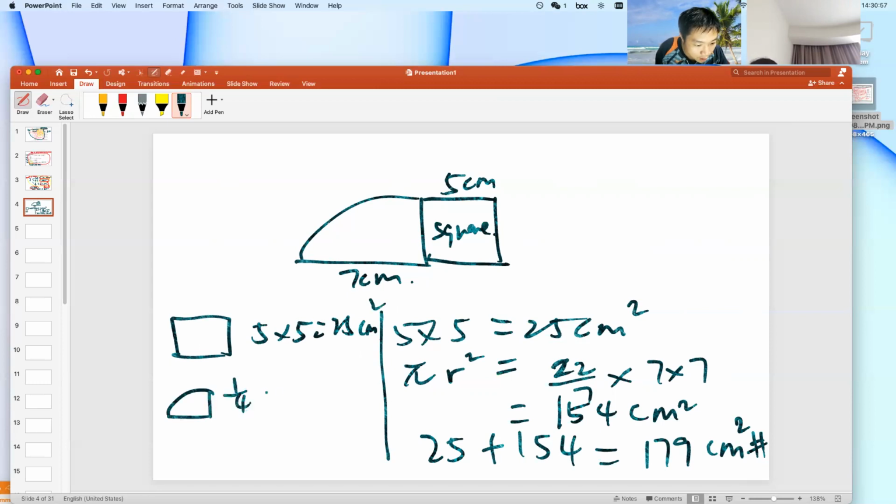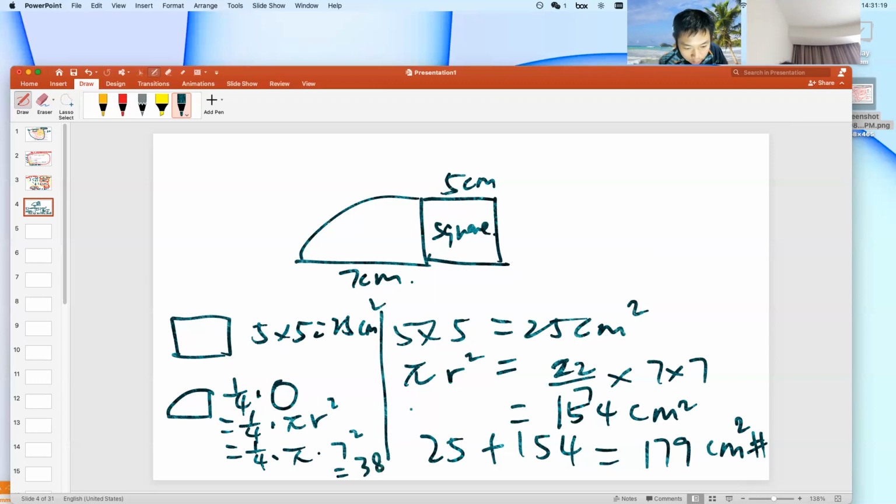Okay, good. So I write down 1/4 times circle. Then of course I will continue 1/4 times pi r square. Then I will put in the pi and then what? 7 square. Then I will use my calculator. So 1/4 of 154 is divided by 4, 38.5 cm square. Of course, you can use the calculator. Then after that, I will use 25 plus 38.5.